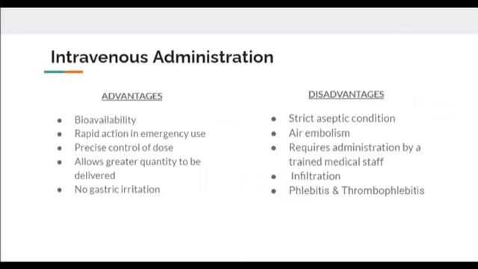Now let's talk about the advantages and disadvantages of intravenous administration. Some advantages include bioavailability, which is used to indicate the fractional extent to which a dose of drug reaches its site of action, or a biological fluid from which the drug has access to its site of action. It also includes rapid action in emergency use and precise control of dose, in which it permits rapid effect and maximal degree of control over the circulating levels of drugs.